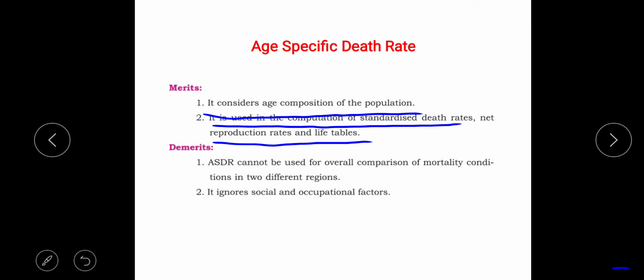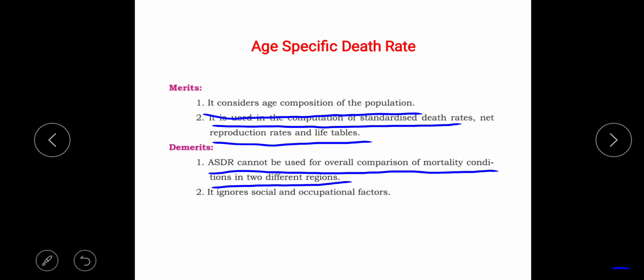Next come the demerits. The first demerit: ASDR cannot be used for overall computation of mortality conditions in two different regions. So here we can use this ASDR to compare just a particular age group, and we can tell, okay, in this location this age group of people are dying more compared to another location in the same age group, but we cannot tell for the entire population what the death pattern or the mortality rate is, and we cannot compare with the help of just ASDR.